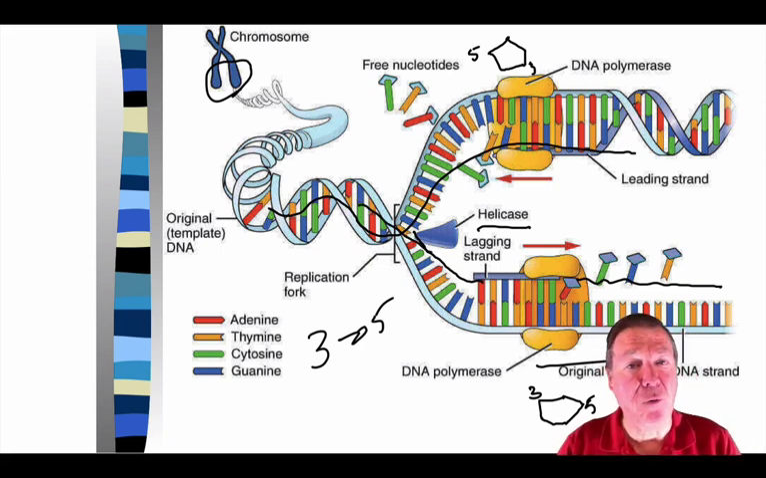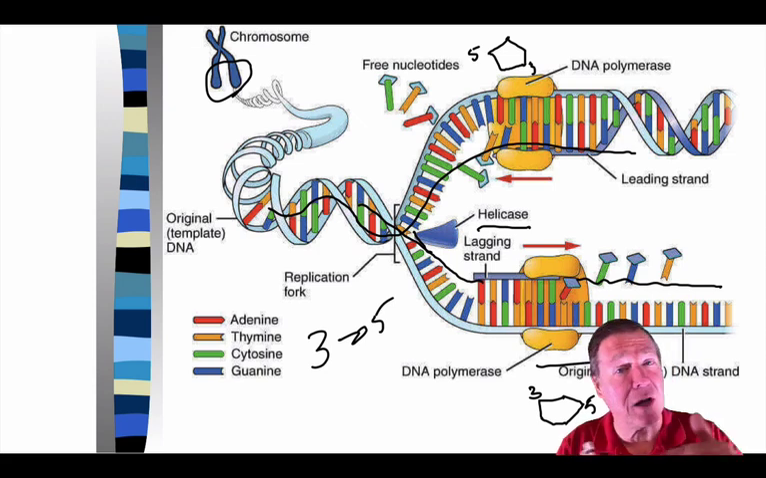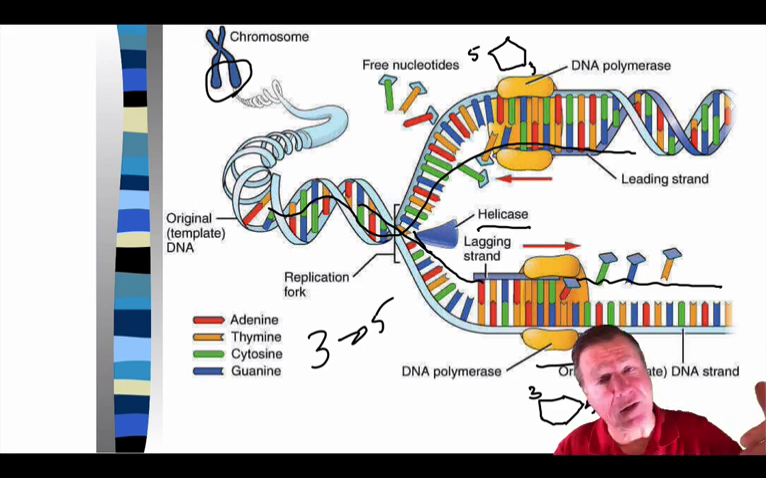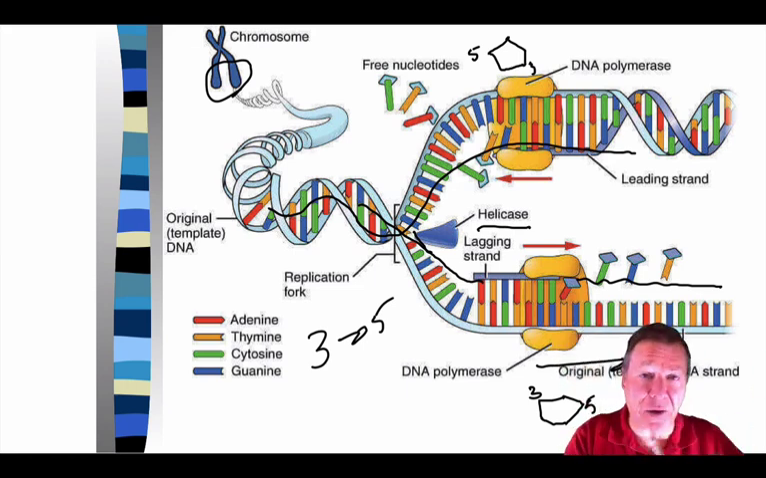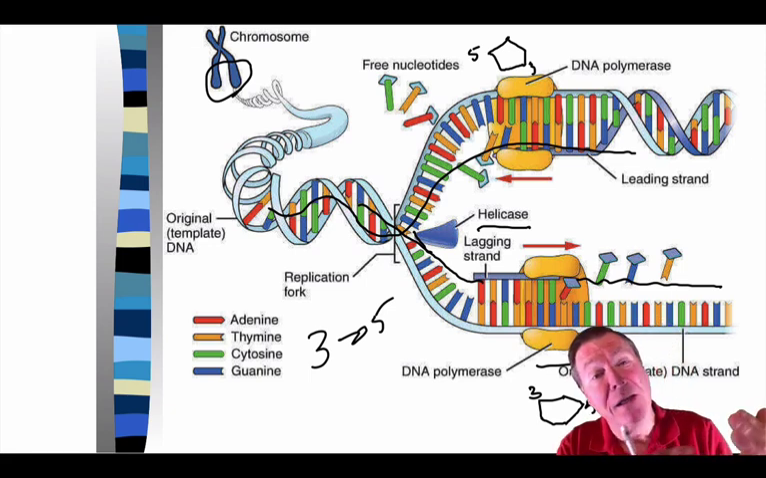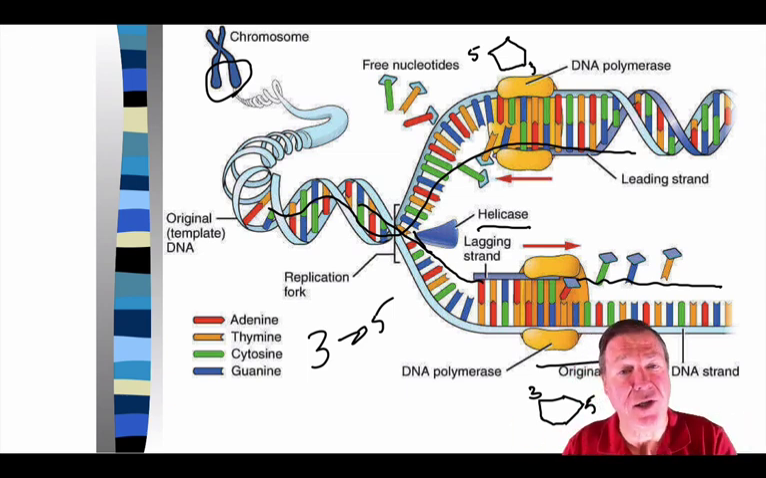So the one side works, just unzip it, and it just starts going down the DNA. The other side has to unzip a little bit, fits in the DNA polymerase, and fills that part in, and then another DNA polymerase fills in the part that we just unzipped. And so one side's undoing it, copying it exactly the same, just going down the DNA strip. The other side is going the opposite direction, and it's doing it in sections.